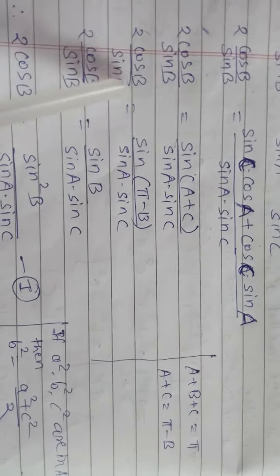Now we are taking the cross. So here 2 cos B is as it is. We move this sin B to this side, so we will get sin square B upon sin A into sin C.